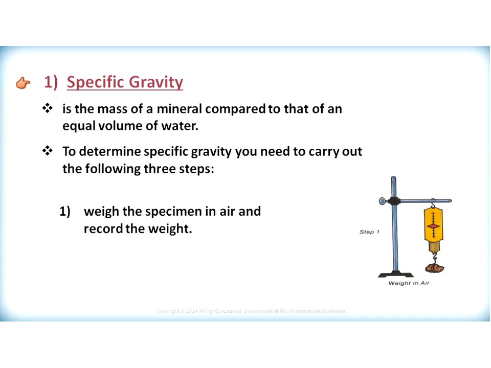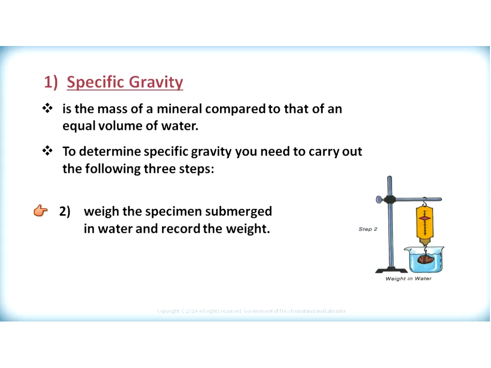To determine specific gravity, you need to carry out the following 3 steps. First step, weigh your specimen in air and record the weight. As you see in the diagram to the right, we have a spring scale that basically weighs the specimen in air. You can also do this today using a modern digital scale.